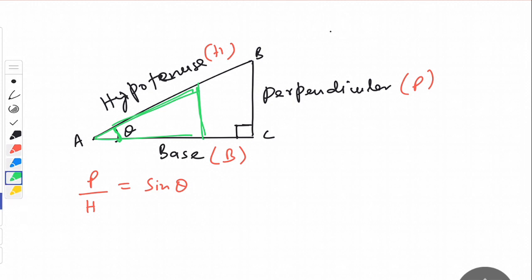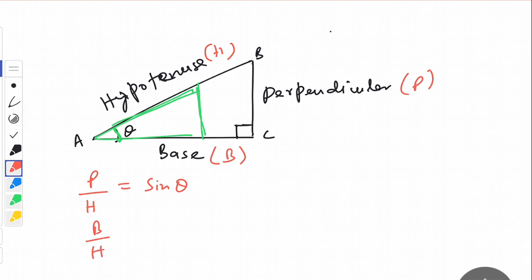So if I took the ratio of this side divided by this side, I will always have the same ratio, which means the ratio of perpendicular upon hypotenuse depends only upon theta. It is a function of theta, and we will call it sine theta. So sine theta is equal to perpendicular upon hypotenuse. And I'll give you two more.